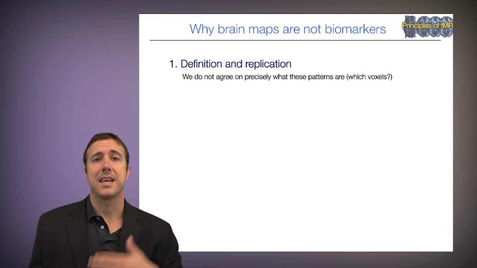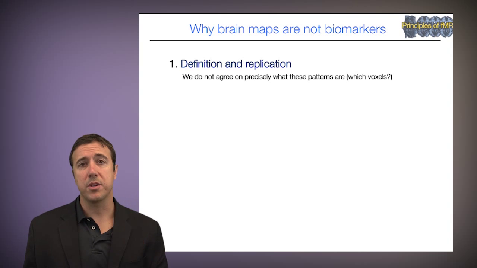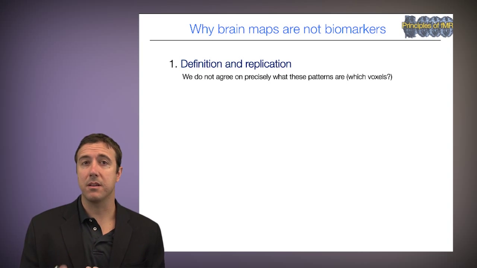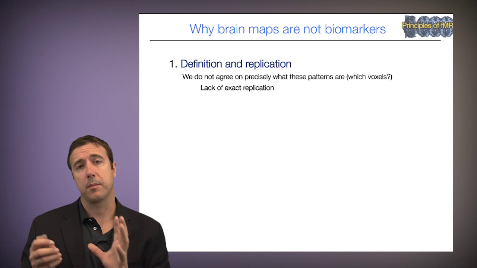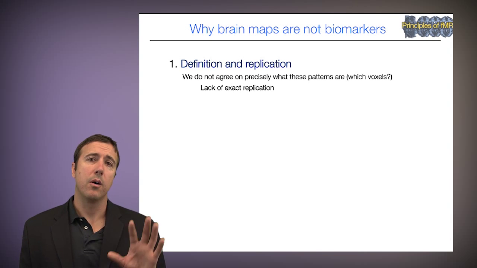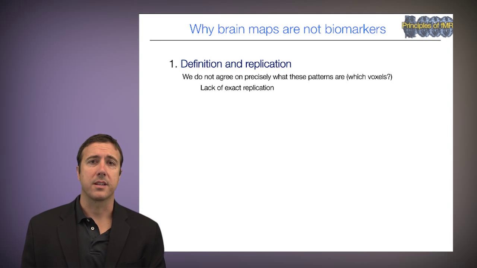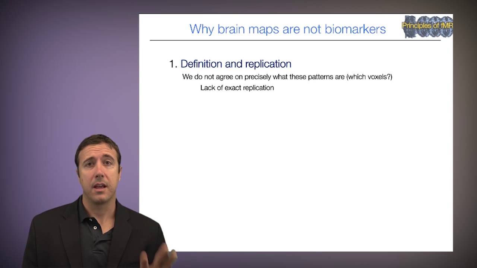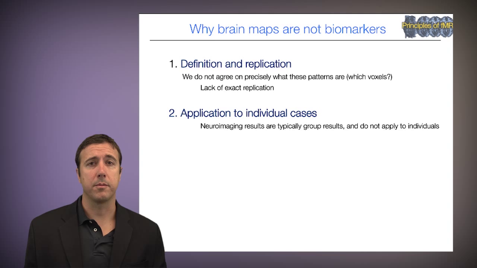And what we need is exact replications, not only of which voxels, but of the relative activity and magnitudes of activity in the different voxels. And we'll deal with that later when we talk about machine learning and multivariate pattern analysis. But for now, this current state of affairs reflects a lack of exact replication at the spatial pattern level, at the voxel level. And that causes a lot of problems.